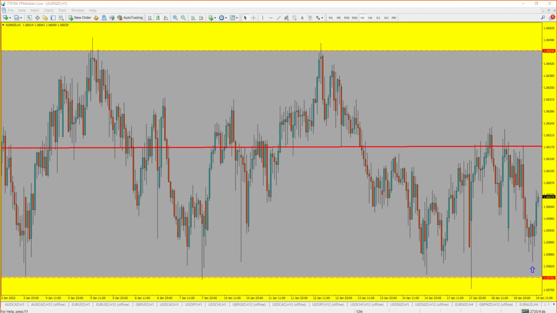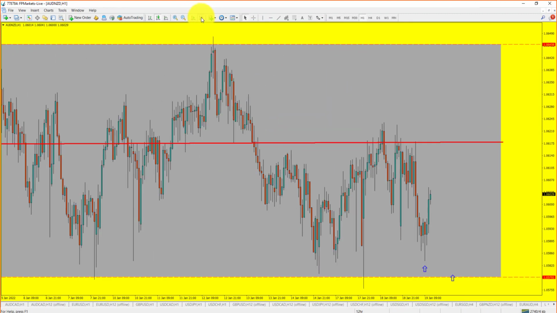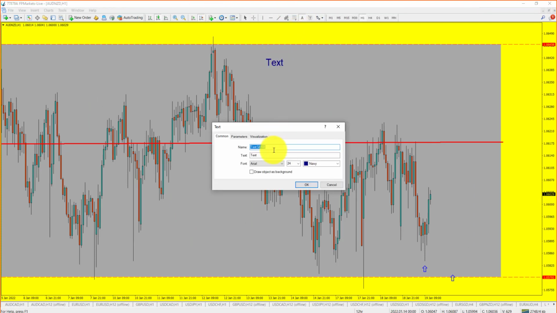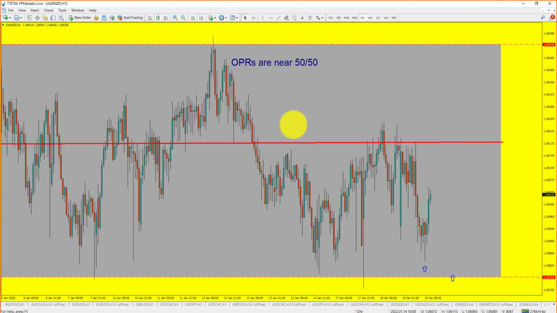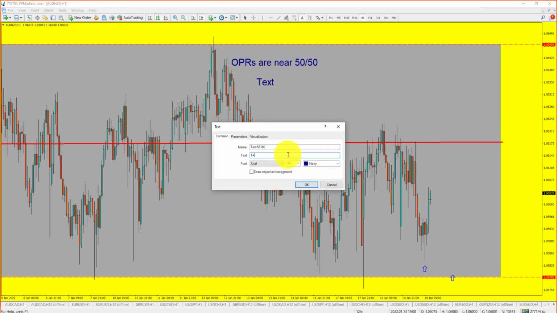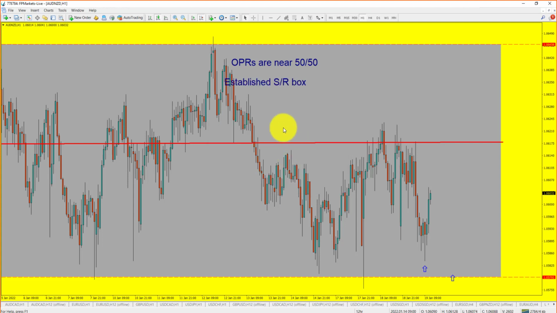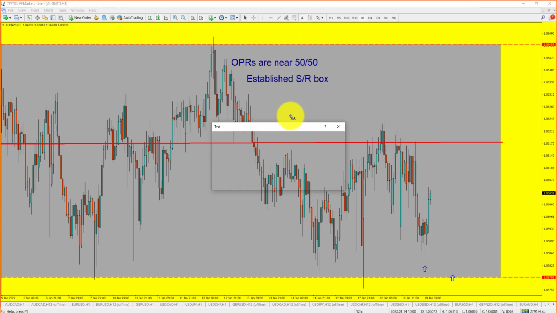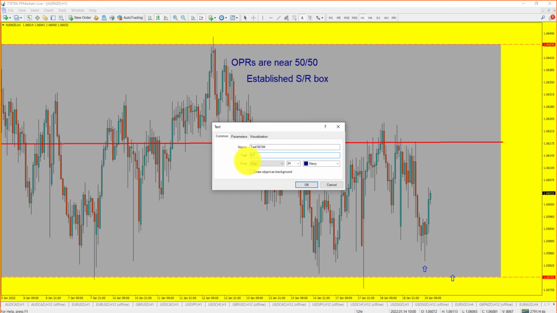Does that make sense? So there's basically a couple of elements here. Number one is the open position ratios suggest range-bound price action. So OPRs are near 50-50. So that's thing one. Thing two is we have a really well-established support and resistance box. And then thing three is we get a kangaroo tail printing at the edge of the box. And then we go, go, go.